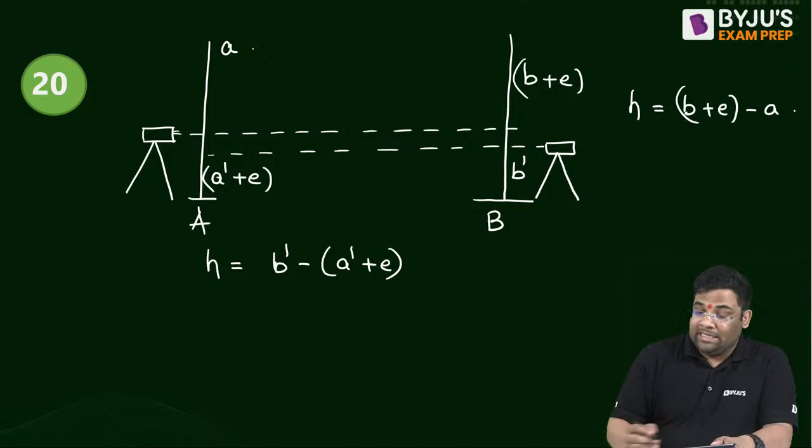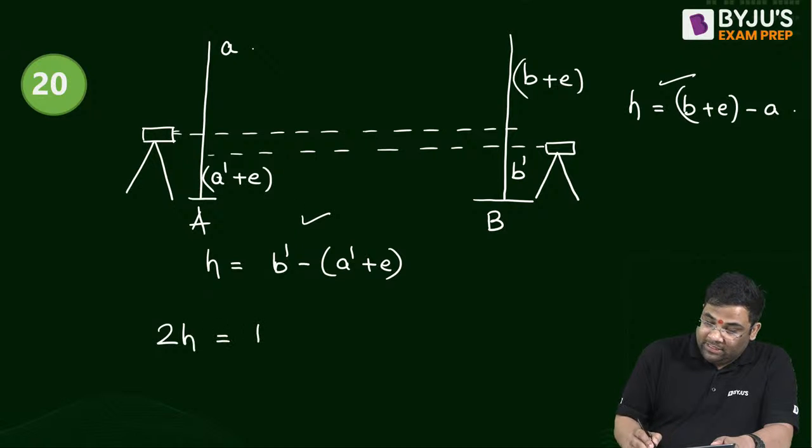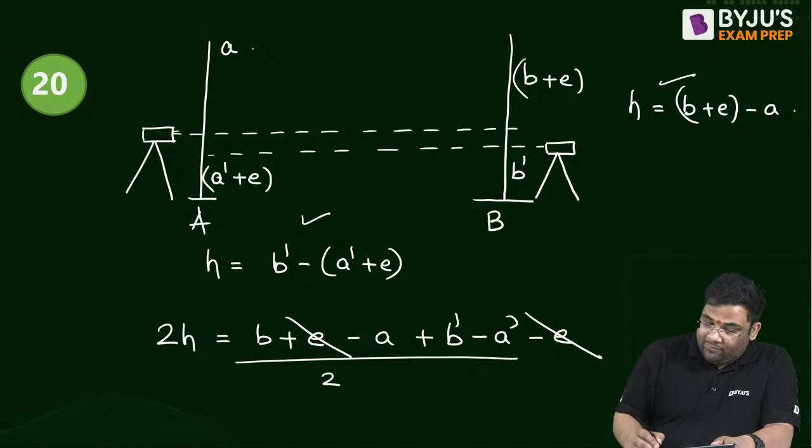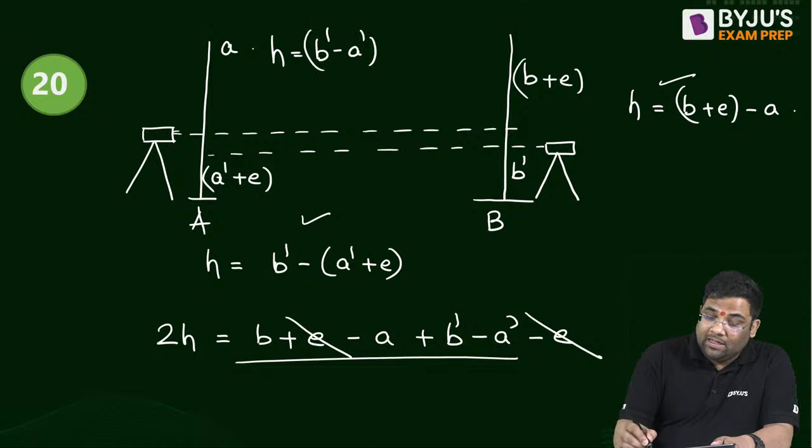Now if you add these two equations, what will I get? I'll get 2H is equal to, first equation is B plus E minus A. Second equation will be B dash, I'll open the bracket, minus A dash minus E. You see the errors get eliminated, and we get the height difference H is equal to B dash minus A dash plus B minus A, divided by 2.